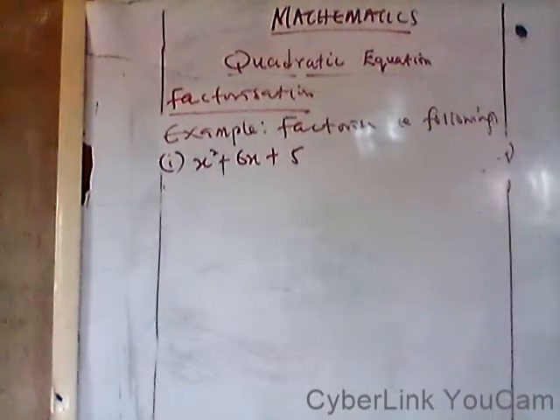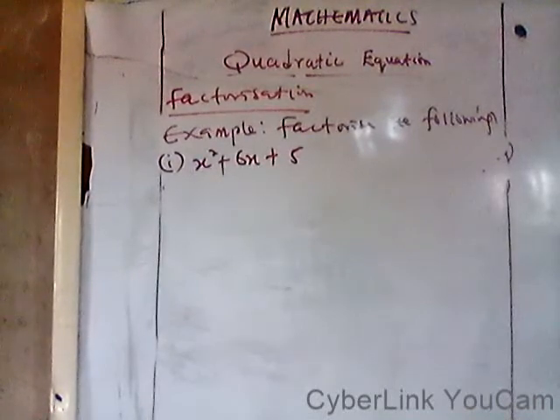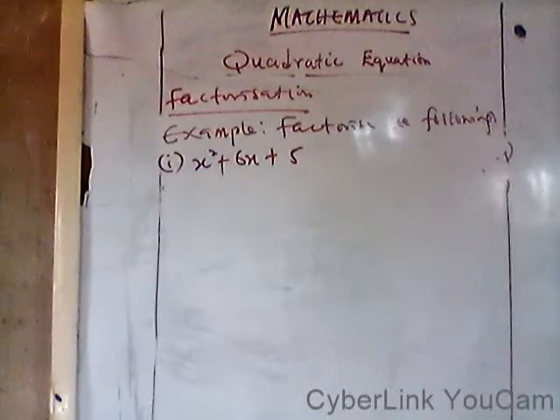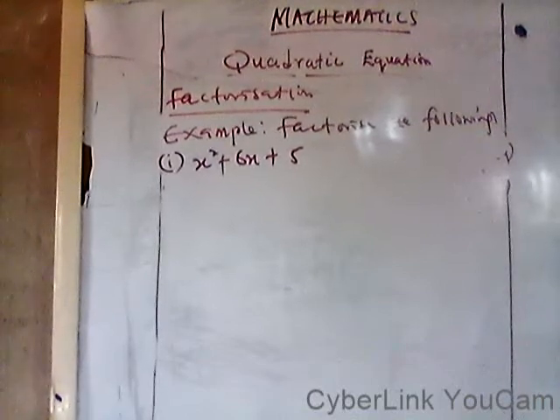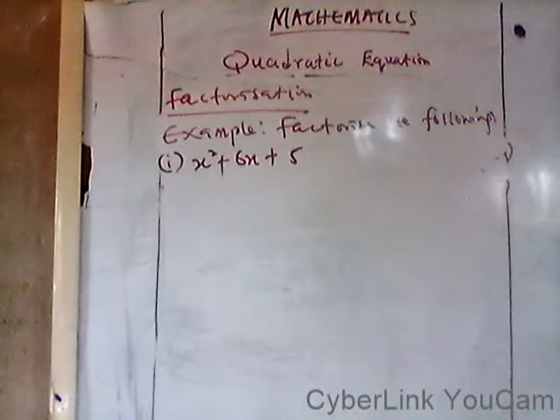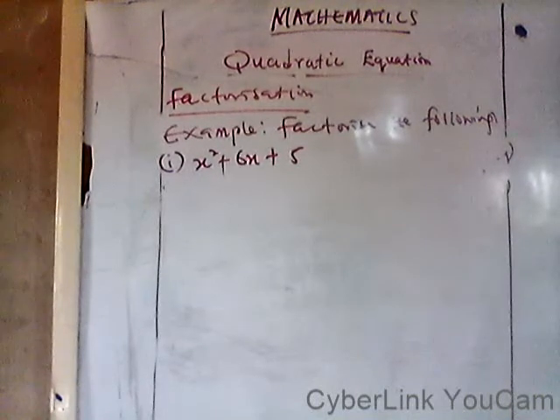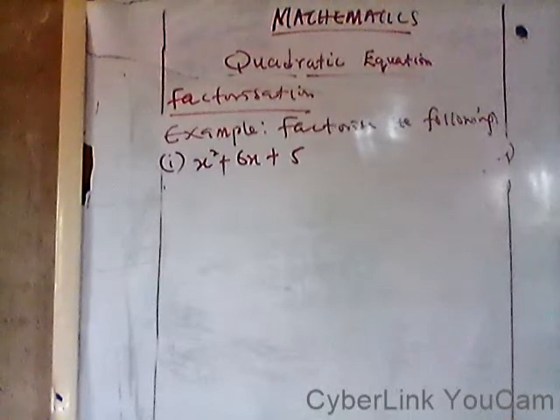So we are going to quickly go through a series of questions that may be given under factorization. When you know your factorization very well, it will be very easy for you to solve. What you learn there will help you in solving any problem that involves quadratic equation. So the first question that we have written on the board is that you have to factorize x squared plus 6x plus 5.